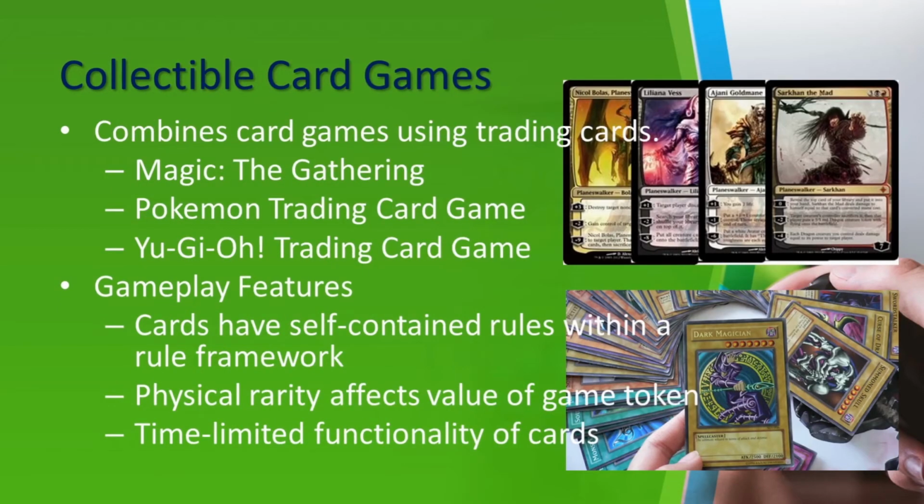Collectible card games. So combines card games using trading cards. So these are the examples of your collectible card games. You have Magic the Gathering, Pokemon trading card, and you also have your Yu-Gi-Oh trading card. So for the gameplay features, cards have self-contained rules within a rule framework. So physical rarity affects the value of the game token. So time-limited functionality of cards.